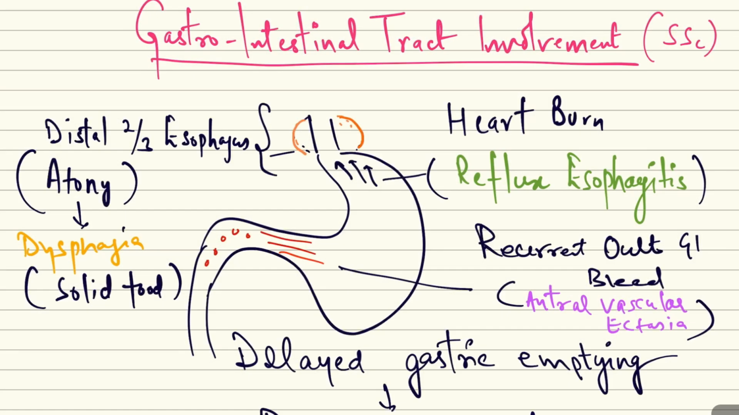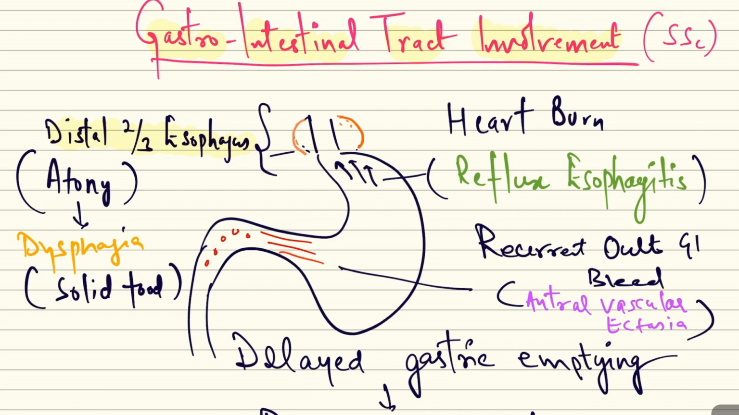So friends, let's continue our topic on scleroderma. Today we will be discussing the gastrointestinal tract involvement in patients of systemic sclerosis. So what happens in systemic sclerosis? The gastrointestinal tract undergoes atony, and this atony and dilatation is especially seen in the distal two-thirds of the esophagus.